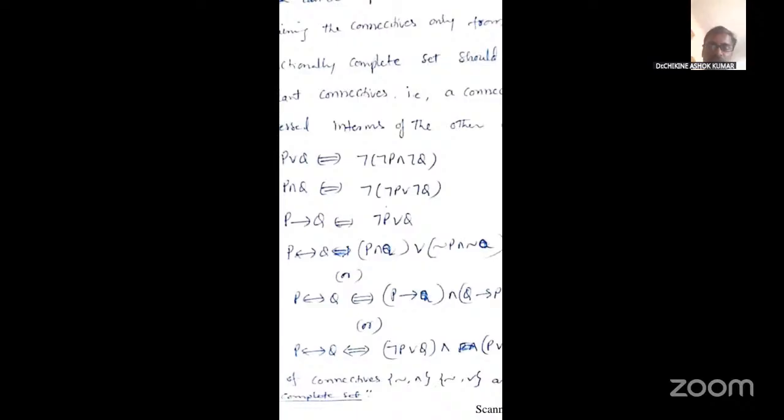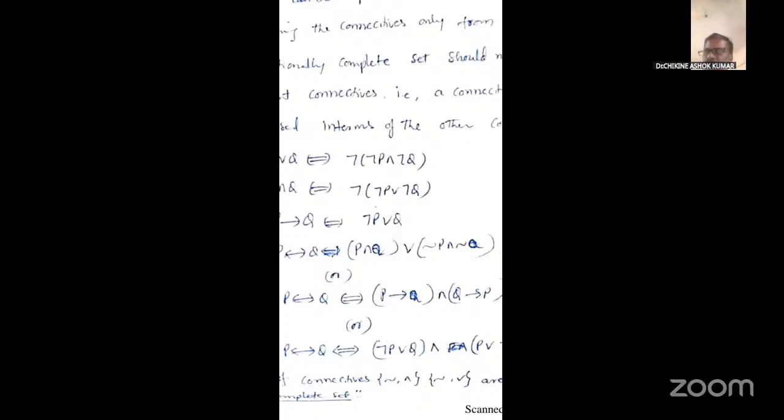And double implies, remember this. P double implies Q, or P biconditional Q, equals P intersection Q union negation P intersection negation Q. This is one formula. I have written three different formulas for P double implies Q. What is the first one? P double implies Q is always equivalent to P intersection Q union negation P intersection negation Q.